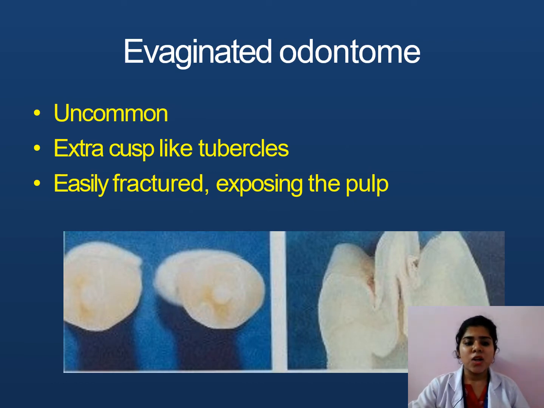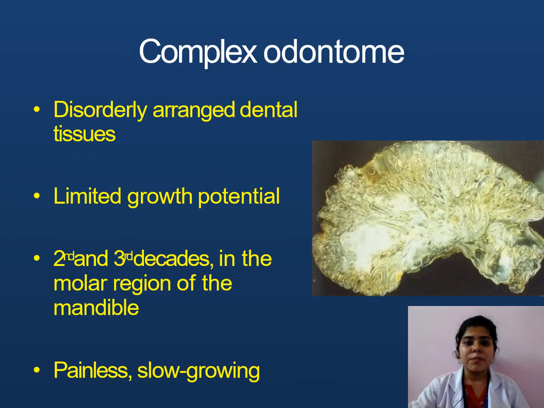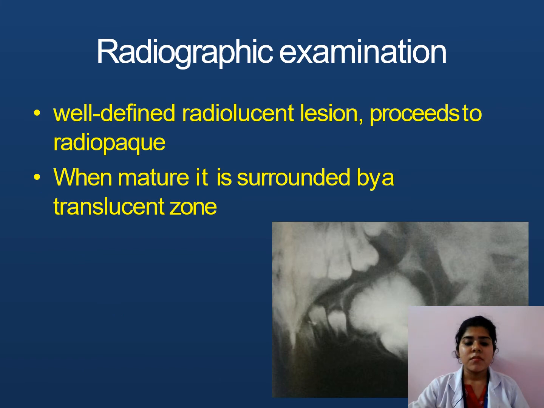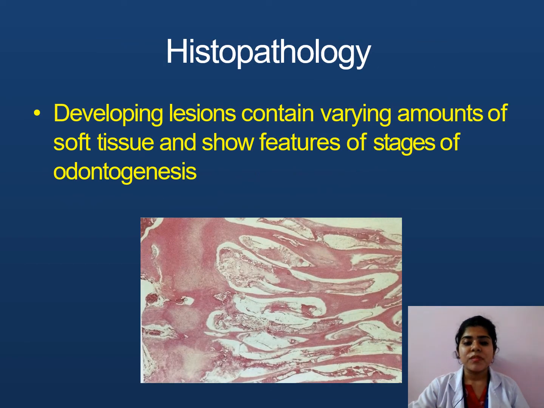Evaginated odontome is uncommon. Extra cusp-like tubercles are seen, easily fractured and exposing the pulp. A complex odontome is a disorderly arrangement of dental tissues with limited growth potential, in the second and third decade in the molar region of the mandible. It is a painless, slow-growing tumor. Radiographic examination shows a well-defined radiolucent lesion, proceeding to radio-opaque. When mature, it is surrounded by a translucent zone. Histopathologically, the developing lesion contains varying amounts of soft tissue and shows features of stages of odontogenesis.